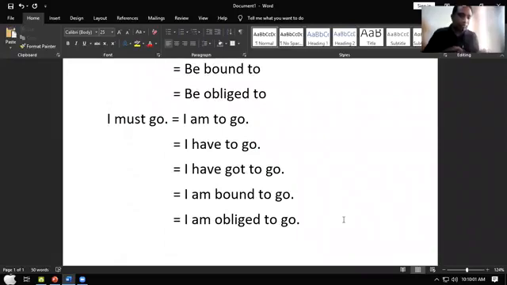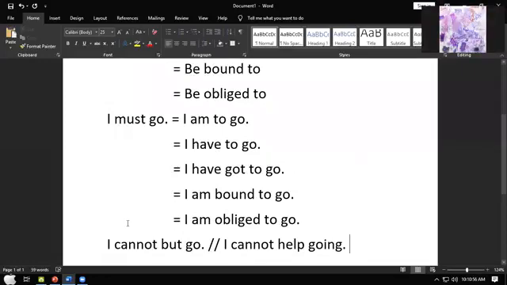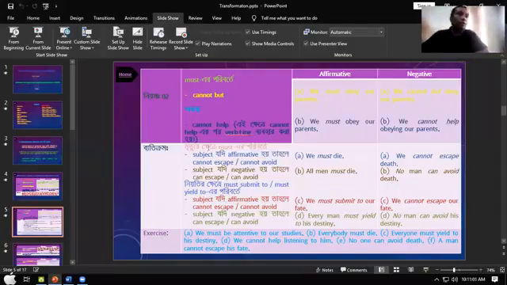That is, I cannot but go, or I cannot help. Help is followed by a gerund. We have to use verb plus ing here. I cannot help going. Clear? Do you find it any more difficult? Have you understood it? Yes, sir. Okay, thank you. Now let's move to another thing.